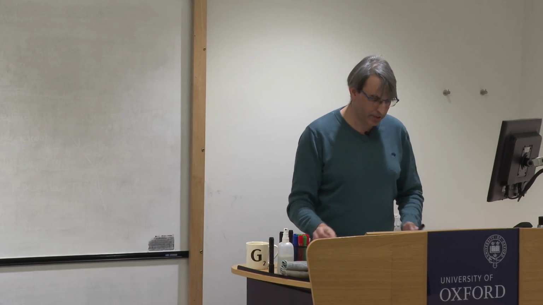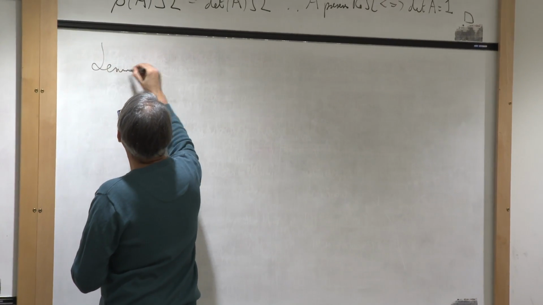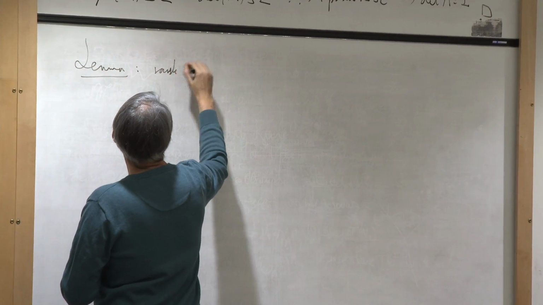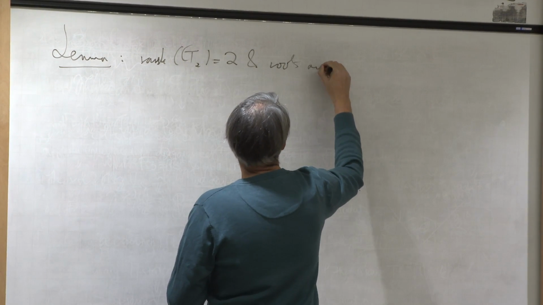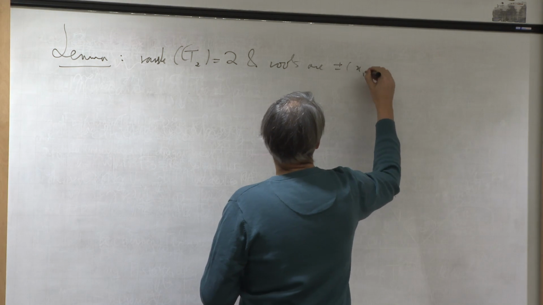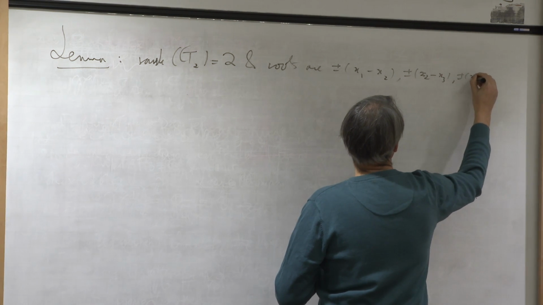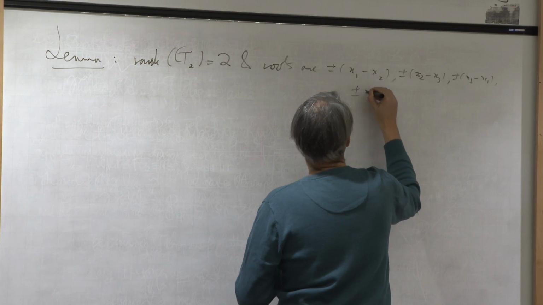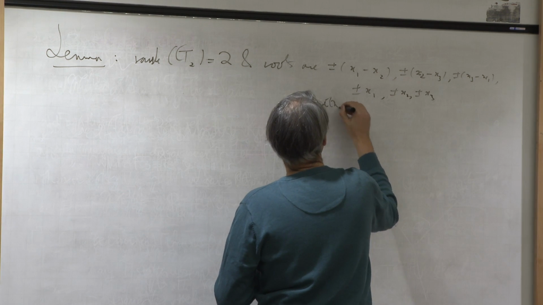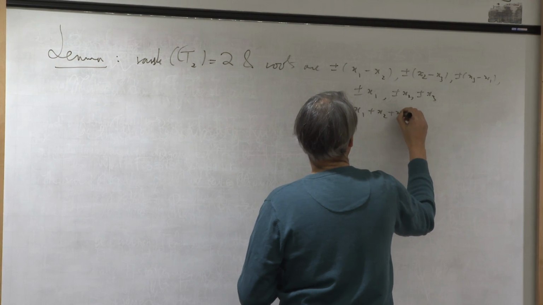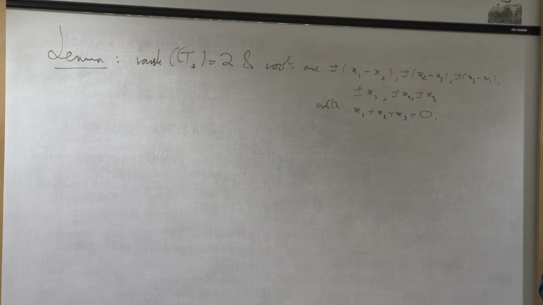Okay, now I'm going to tell you something more about the algebra. So here's the lemma: the rank of G2 is 2, and the roots are plus or minus (x1 minus x2), plus or minus (x2 minus x3), plus or minus (x3 minus x1), plus or minus x1, plus or minus x2, plus or minus x3, with x1 plus x2 plus x3 equals 0. And so here is the proof of that.